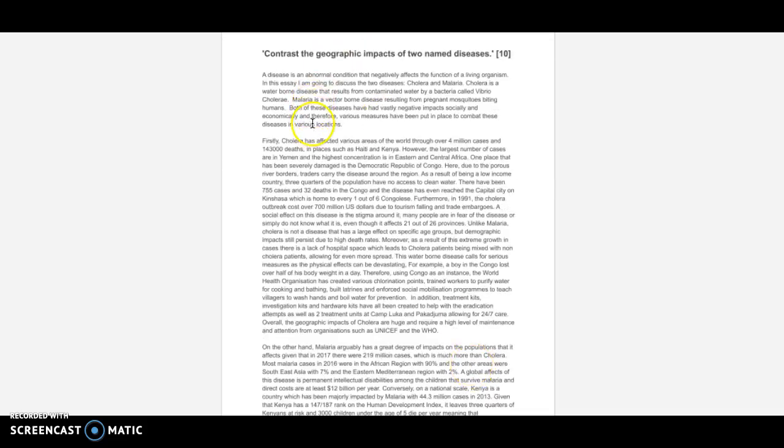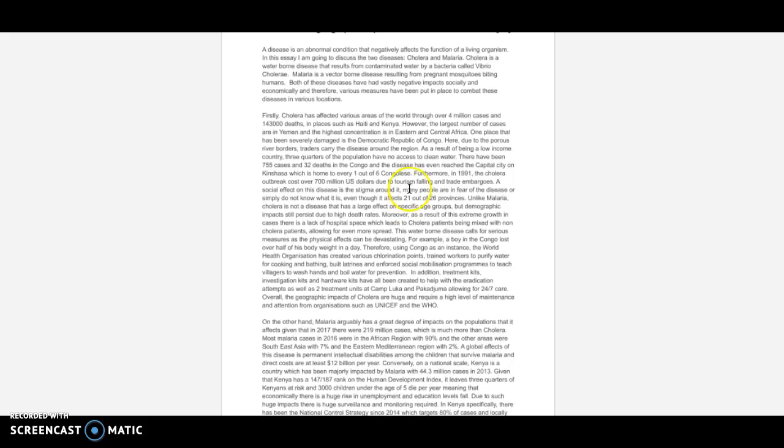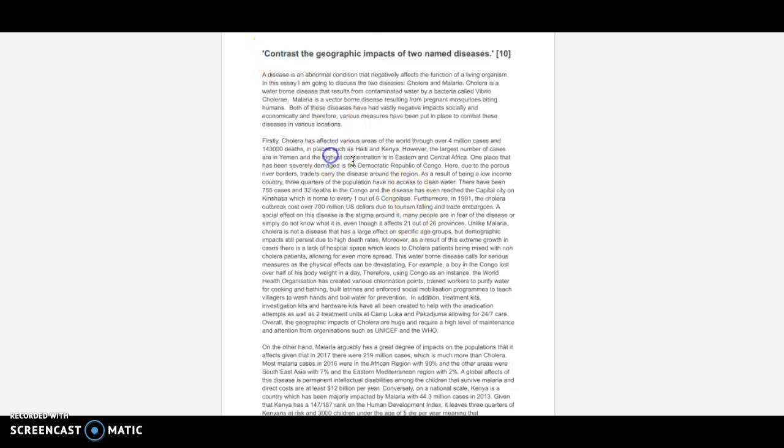You could do different impacts, like social, economic, but I thought that because I was discussing 2 examples, it'd be easiest to divide them into paragraphs, just to keep all the information relevant to one thing in each paragraph, which makes it a bit easier to write. But nevertheless, you still want to have a comparison because you're contrasting. The way I laid it out was I did cholera first.